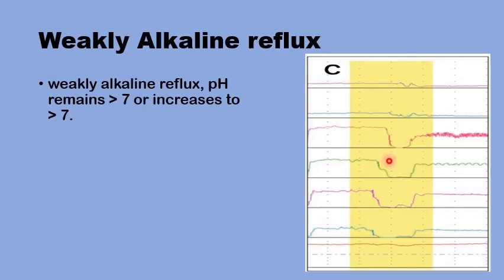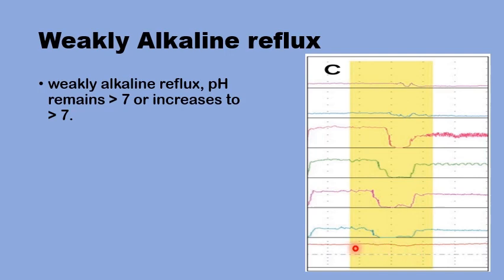In this chart, the reflux that is shown by impedance changes is a liquid reflux that started from the lower esophageal segment and goes all the way up. It is associated with minimal changes in the pH level, which remains at about pH 7 in here. This is a weakly alkaline type of reflux.